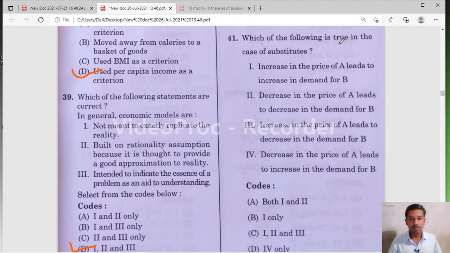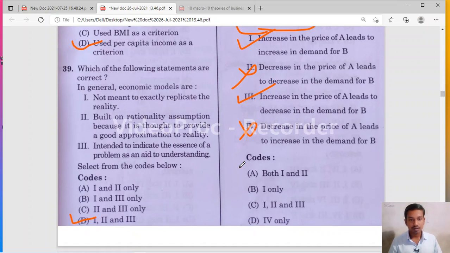Question number 41. Which of the following is true in case of substitutes? Substitute goods means goods that can be replaced in place of another good. First one, increase in price of A leads to increase in the demand for B. Yes, right. Option B, decrease in the price of A leads to decrease in the demand for B. Wrong. Third one, increase in the price of A leads to decrease in the demand for B. Yes, this is also correct. Fourth one, decrease in the price of A leads to increase in the demand for B. No, this is also wrong. So here 41, option A is the correct answer.